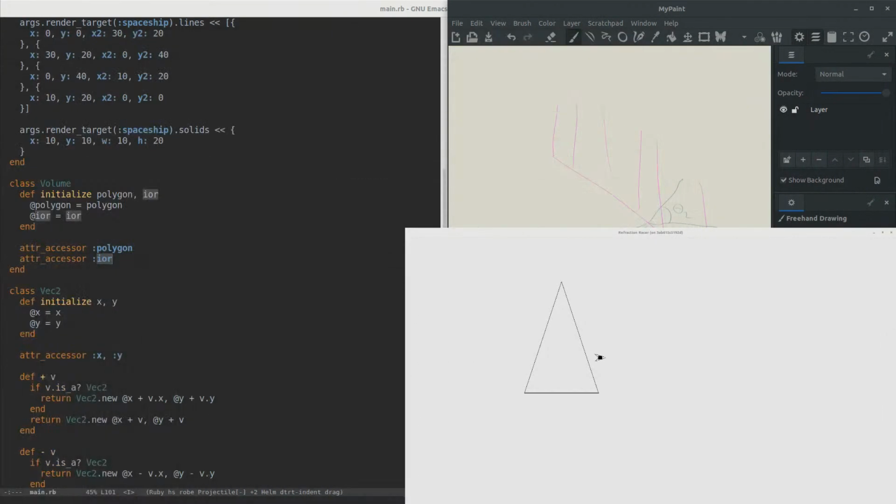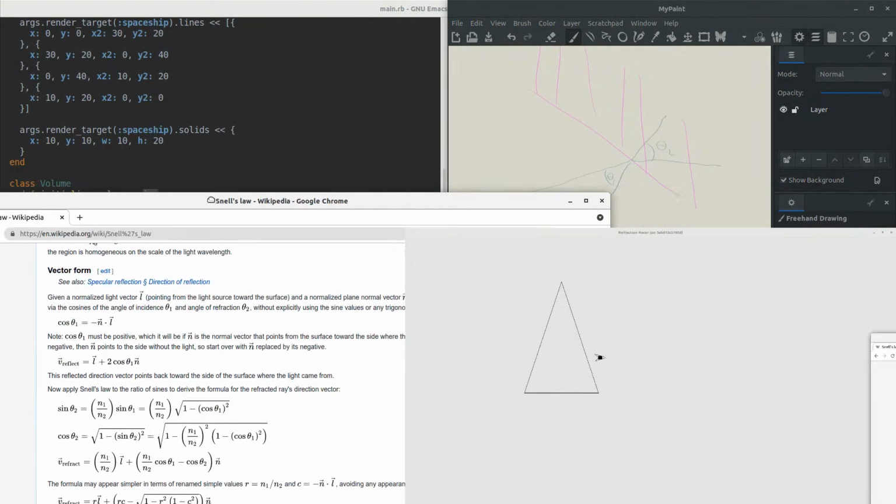Oh, you probably couldn't even see that. We have two thetas.